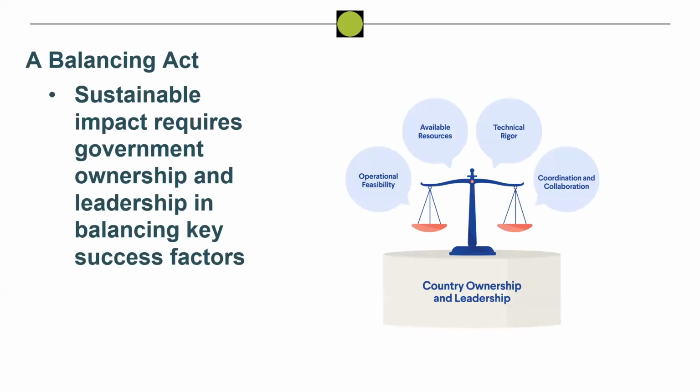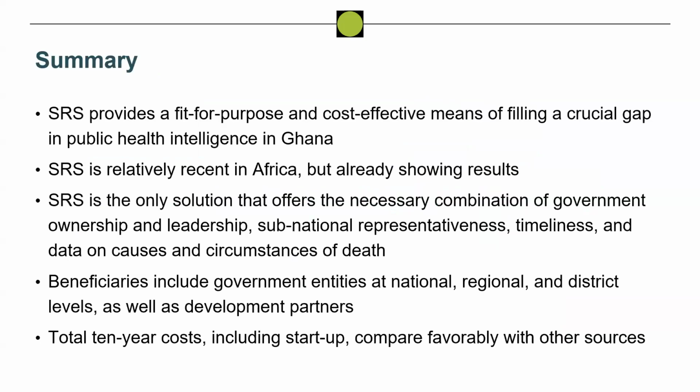So as I conclude, making sure that an SRS succeeded in Ghana was more of a balancing act. How do we ensure impact? How do we ensure government's ownership? And then how do we ensure that there's leadership to be able to move the country in the right direction? And then also making sure that once an SRS is established, it's sustained over time.